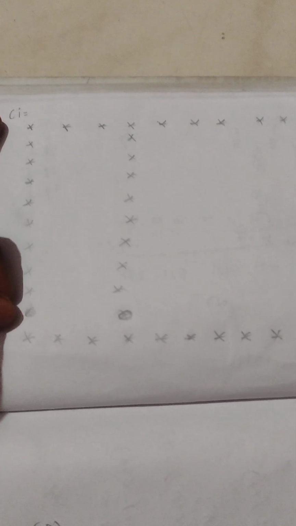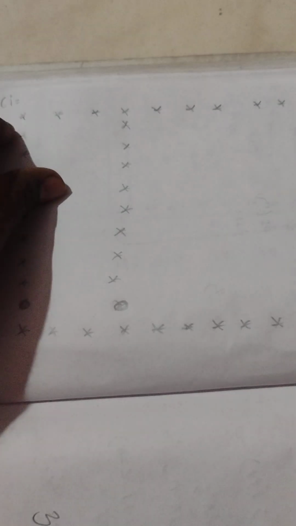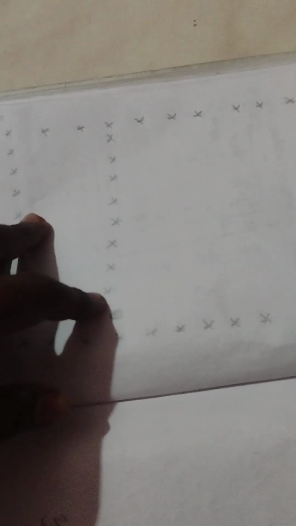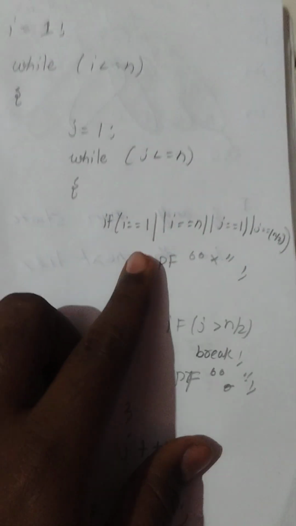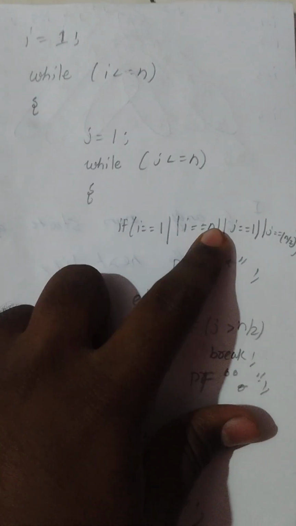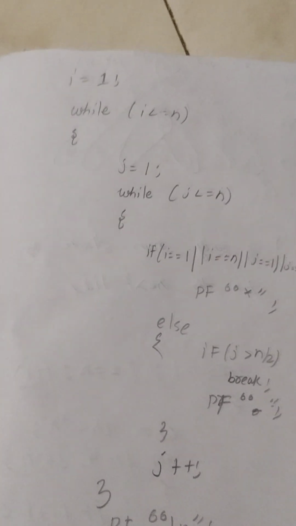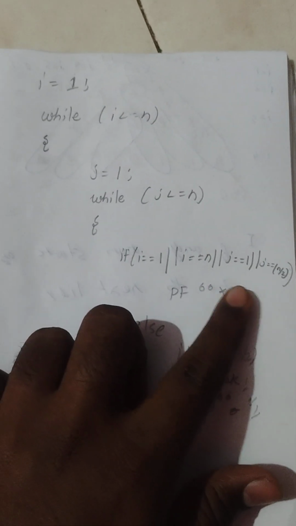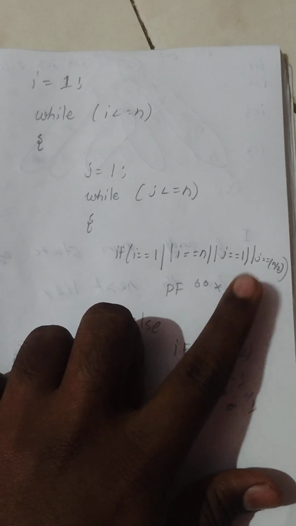Okay, now how are we going to print this one? If i is equal to 1, this needs to print. If j is equal to 1, it needs to print. If j is equal to 10, it needs to print. So this is how we write the condition. If i is equal to 1, need to print star. If i is equal to n, needs to print. If j is equal to 1, needs to print. If j is equal to n divided by 2.